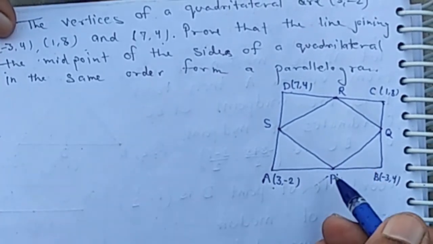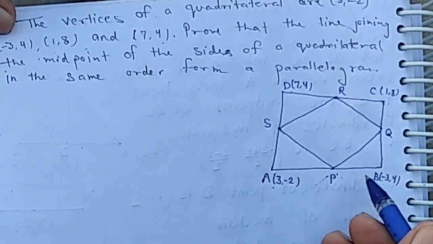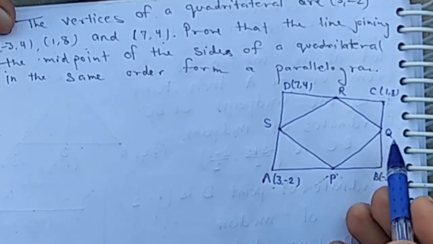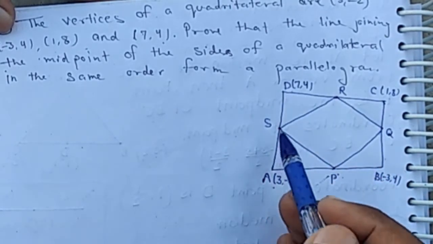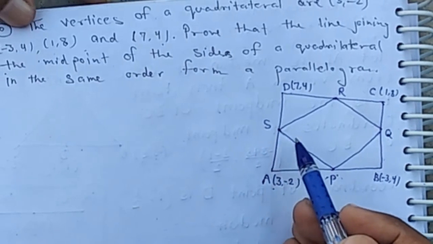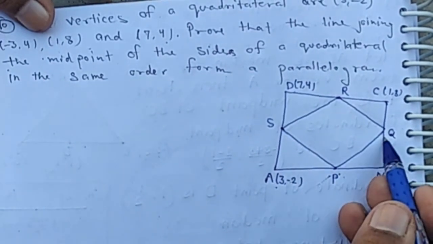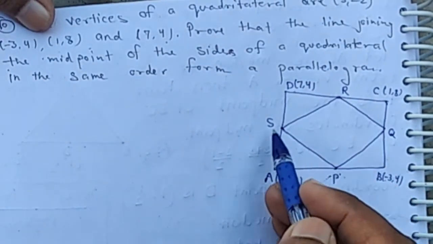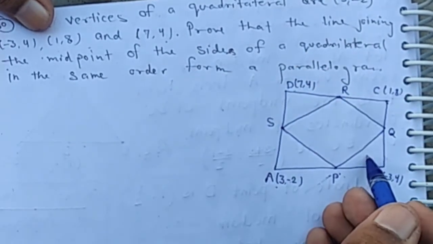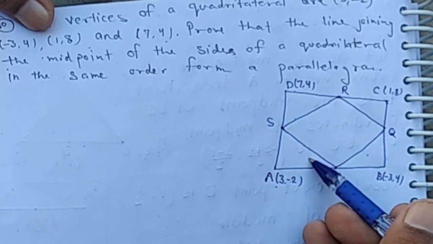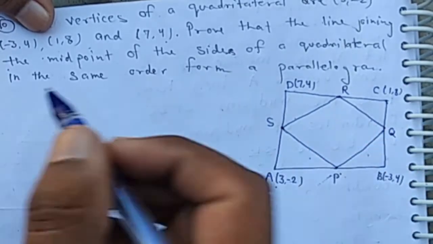For it, firstly we find the midpoint of side AB, which is P, midpoint of BC, which is Q, midpoint of DC, which is R, and midpoint of DA, which is S. After that we find the distance between PQ, QR, RS and SP, and if the opposite sides are equal, means PQ equals SR and PS equals RQ, then it is a parallelogram.